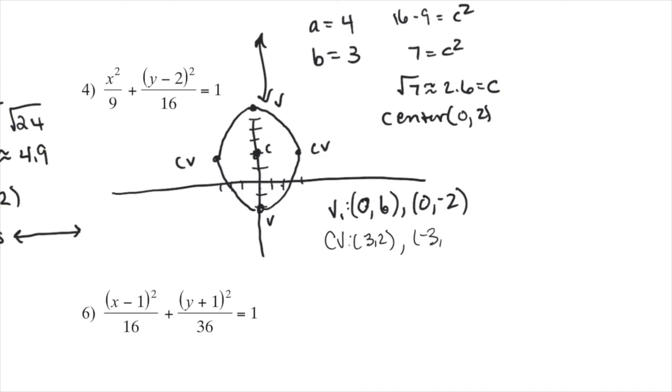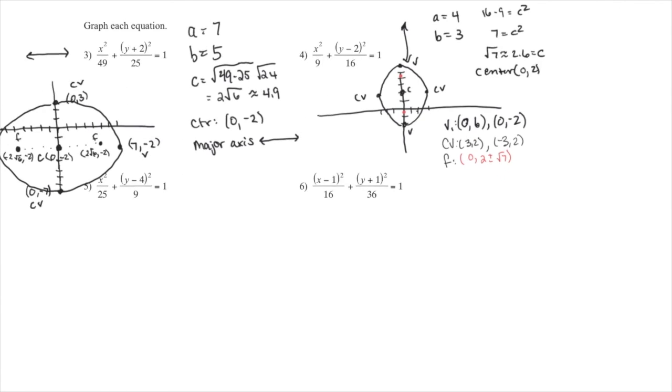The co-vertices coordinates are going to be 3, positive 2 for this one, and negative 3, positive 2 for that one. I'm going to go up 1, 2, and about a half. I'm going to go down 1, 2, and about a half to get my foci. I'm going to go back to the square root of 7 here. I'll write 0, 2 plus and minus the square root of 7 as my coordinates, and you're welcome to do that.